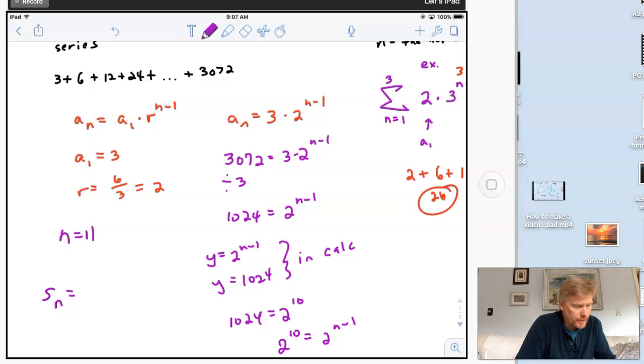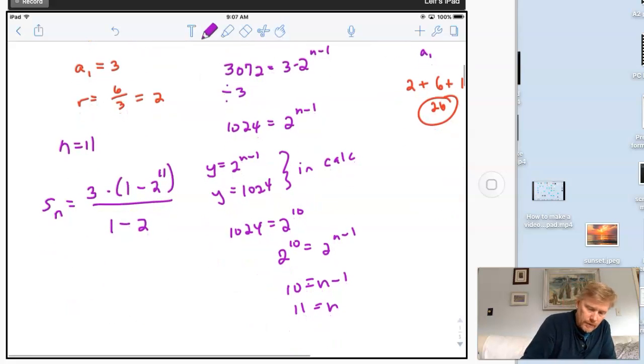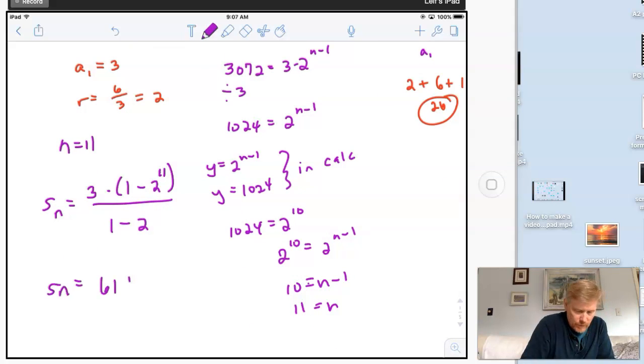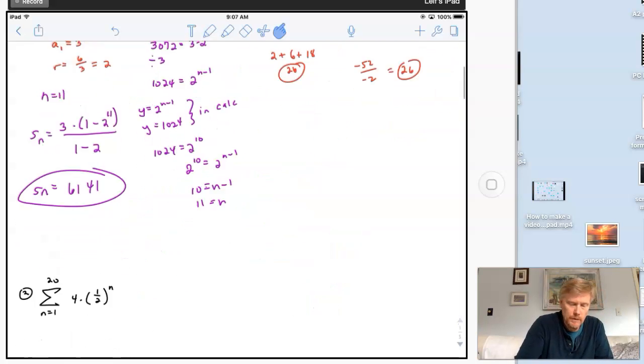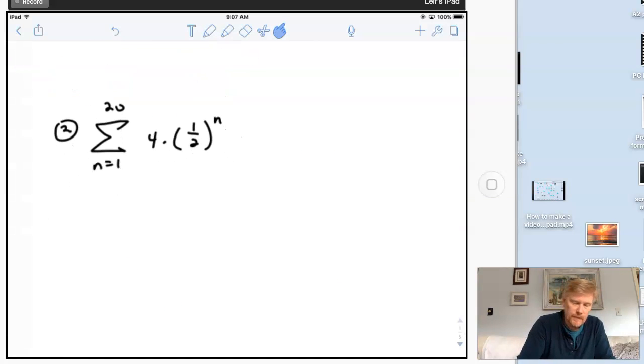So my S of n formula is a of 1, which is 3, times 1 minus the common ratio, which is 2, to the n, and n is 11, over 1 minus r, and r is 2. If you plug that into your calculator, you should get that the sum equals 6,141, and that's the answer. Okay? So that one. Next one.